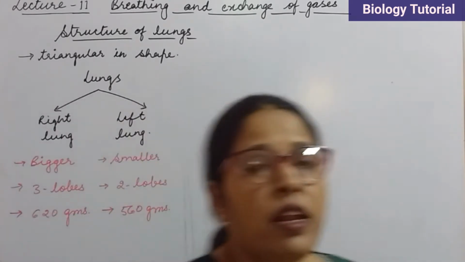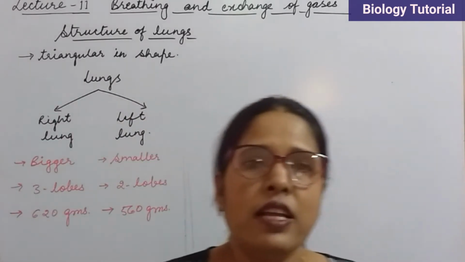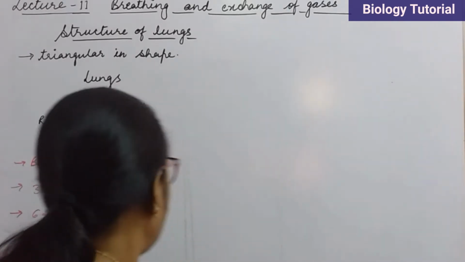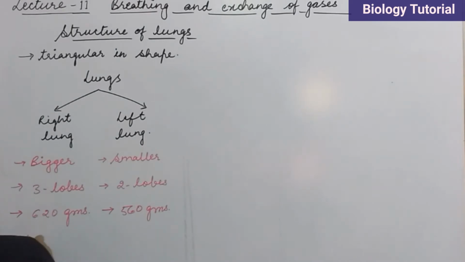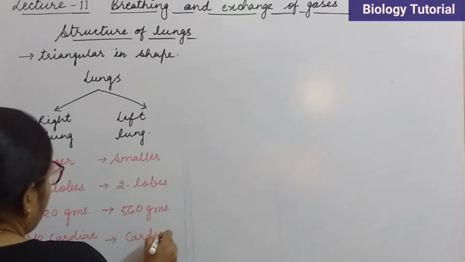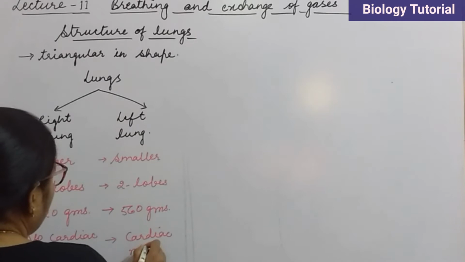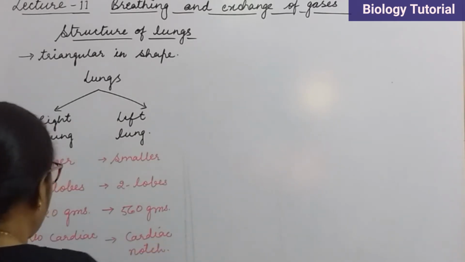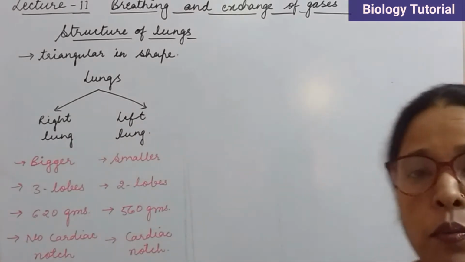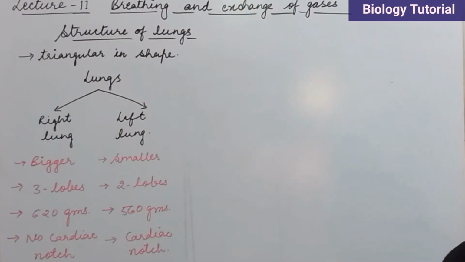Clear? Next, one more important difference, that is right lung does not have a cardiac notch. So in right lung no cardiac notch is there. What is cardiac notch? We will discuss it in the diagram. In case of the left one, cardiac notch is present. It is a depression in which the heart is present. Clear? So this is the basic difference between right and left lung.